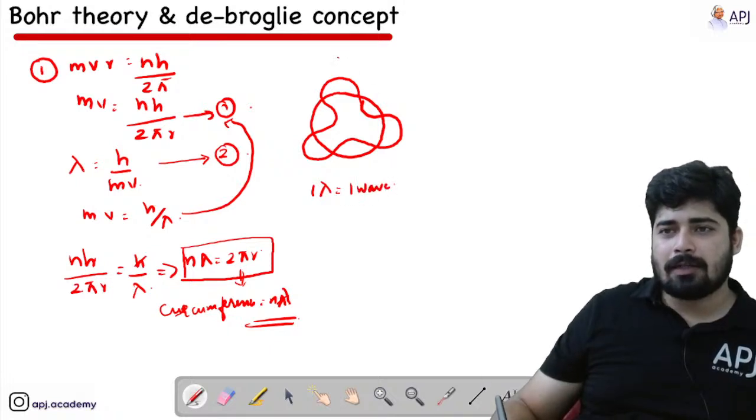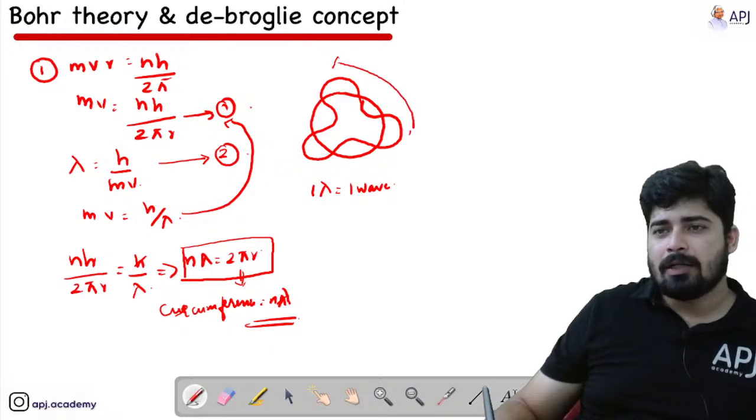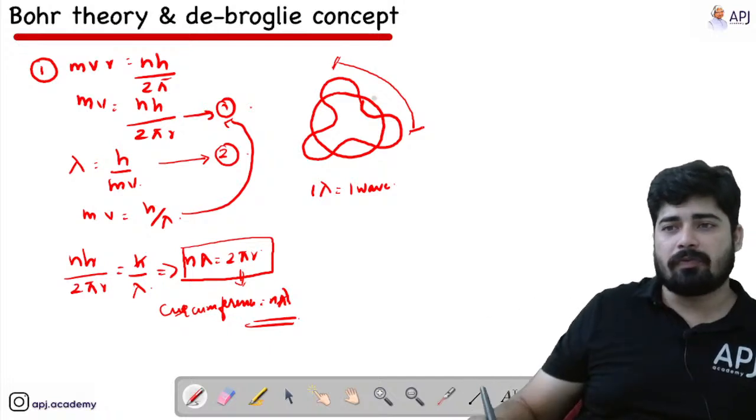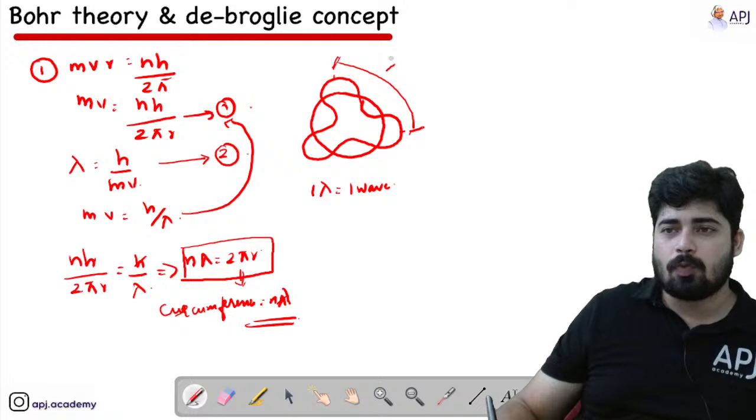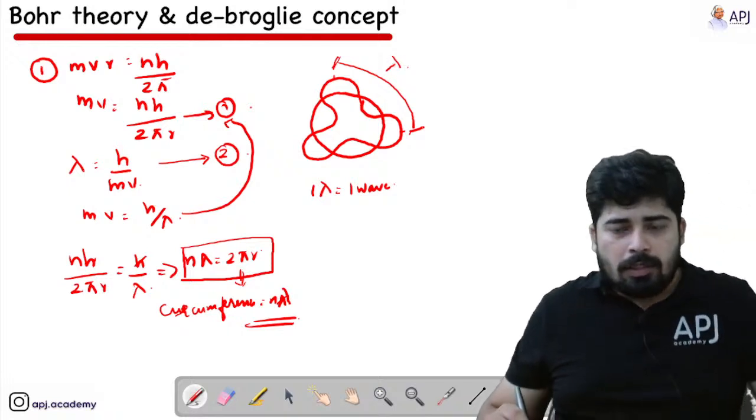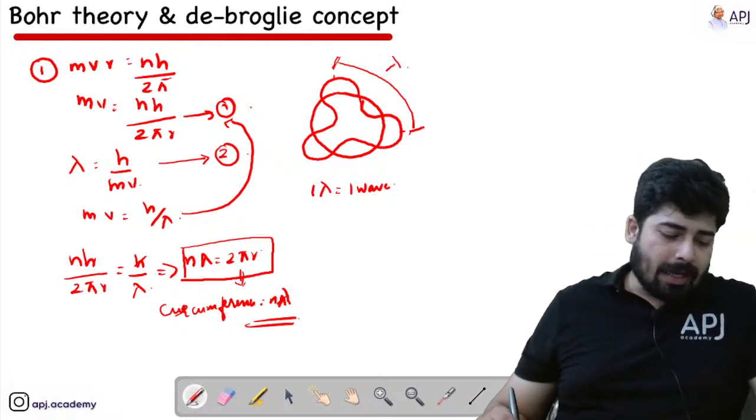You have to consider what lambda is. Lambda is the distance between two corresponding troughs of the wave or two corresponding crests of the wave. So the crest is the topmost position, like this upper wave, and this lower wave is called the trough, and this is 1 lambda. So 1 wave corresponds to 1 lambda.